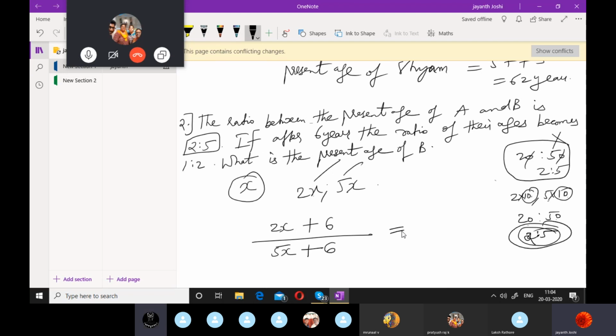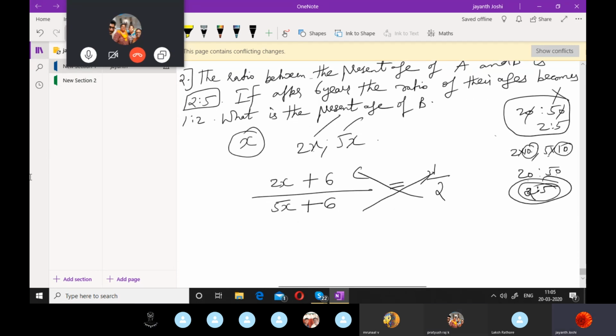Now what condition have they put here? If after 6 years the ratio of their ages becomes 1 is to 2, that is 1 by 2. So the age of A after 6 years over the age of B after 6 years should be equal to 1 is to 2 as per the question. So now we need to find the x value. I'll just cross multiply and see how I'll solve this.